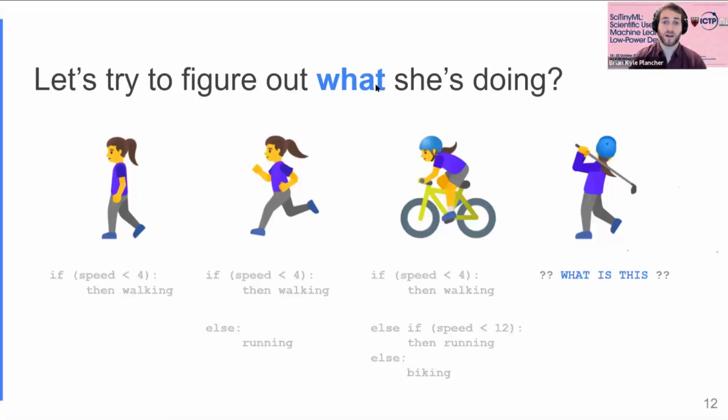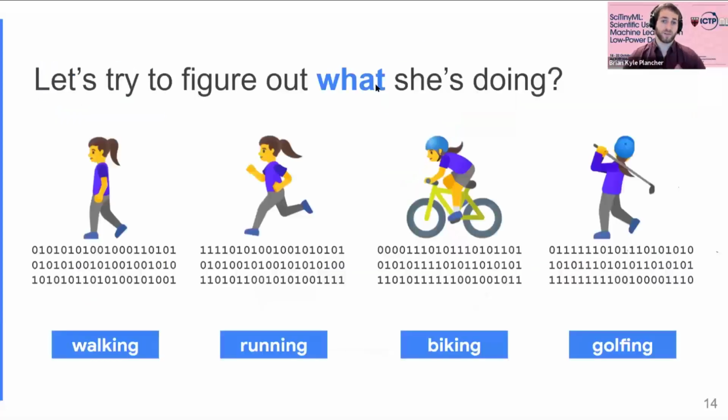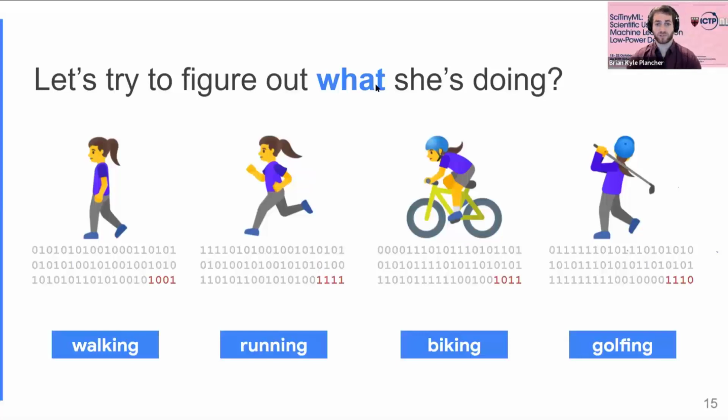And so we can turn to machine learning, which is a totally different paradigm, where instead of providing the rules, we provide the answers and the inputs, and then we let the computer learn the complex rules for us. For example, as Lawrence was saying, maybe there's some binary encoding in the computer of these different activities, and it can find something that's different about them in the math, and then it can figure out that rule for us.